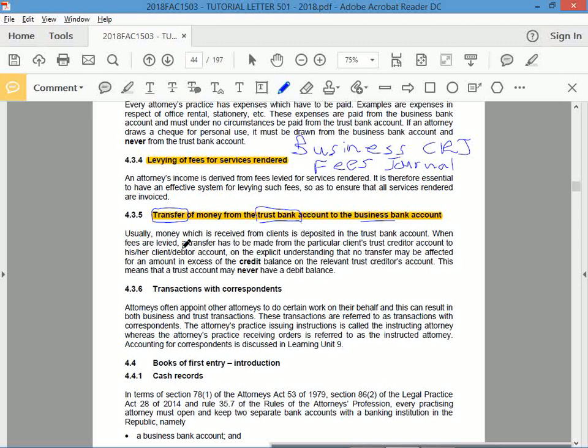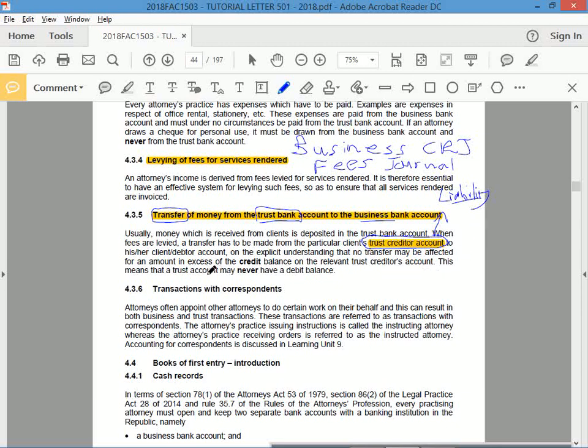Okay, all they said here was money which was received from clients deposited to the trust bank account. When fees are levied, a transfer has to be made from a particular client's trust creditor account to, see, they even used the word see. So earlier, when I asked you guys about what is it, asset, liability, income, expense, capital, drawings, does that help? What does that mean? Exactly. Okay, see, here's further proof that your clients are considered liabilities when you take money from them and you haven't used it yet for their purposes.